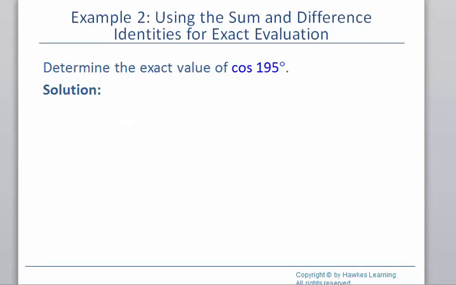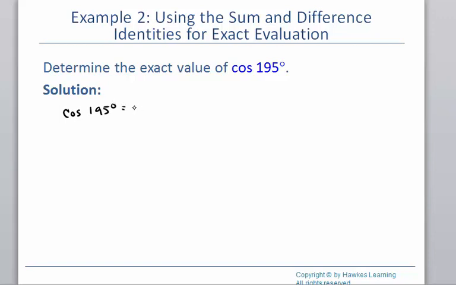Okay, so let's go ahead and look at a second example. We're going to look at determining the exact value of cosine 195 degrees. And so again, we need to determine two angle values on our unit circle that can either be added or subtracted to give me 195. Now, there are lots of choices. I'm going to go ahead and use, in this case, a subtraction, just so that we can see how the subtraction works, since we did an addition in example 1.